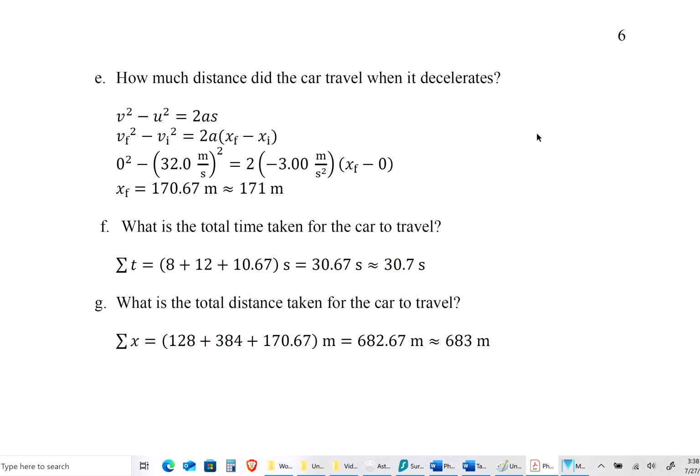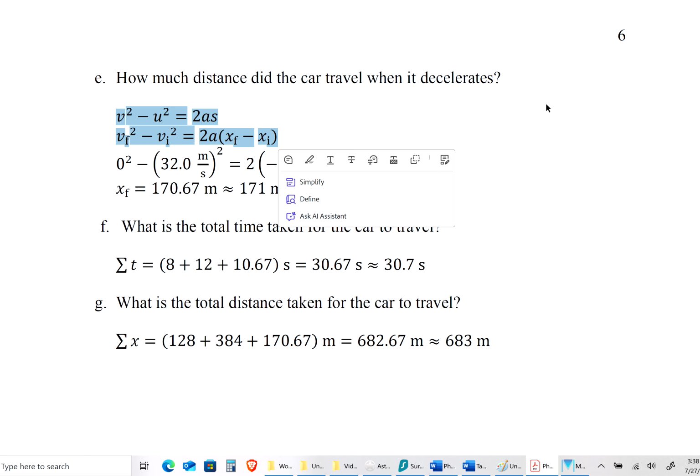Part E, how much distance did the car travel when it decelerates? So let's use this equation. V is final velocity, U is initial velocity, A is acceleration, S is change in displacement, X final minus X initial.